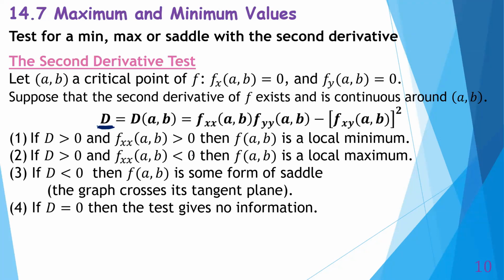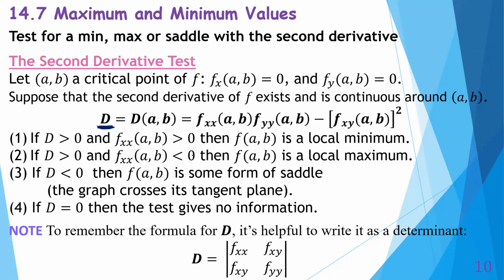Okay. Let's see an example of how to apply this. I say determinant D because to remember it, we can just write it as a 2x2 matrix and calculate the determinant of this matrix. So it's fxx, fyy, minus fxy squared. Okay.